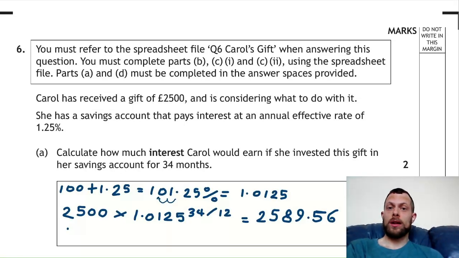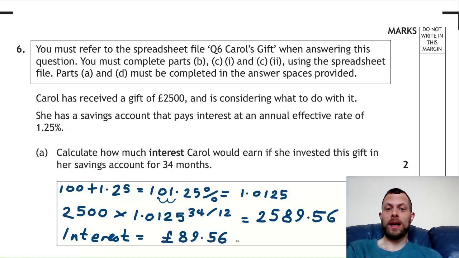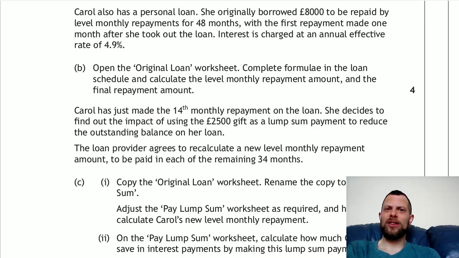Now they've really tried to emphasise that it's the interest and not the final balance. And you can see the word interest is in bold. So we need to take away the 2,500 to get the actual interest, which is £89.56. Part B is where you use the spreadsheet.